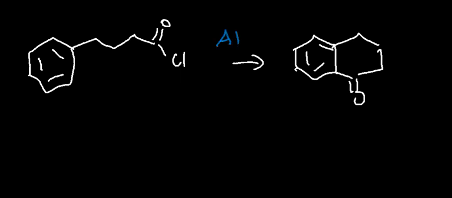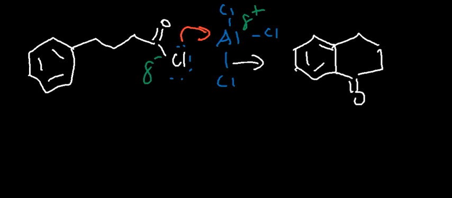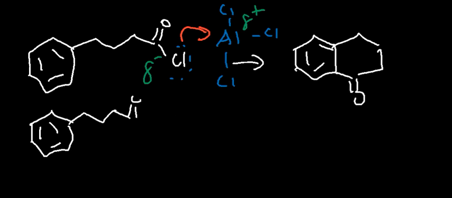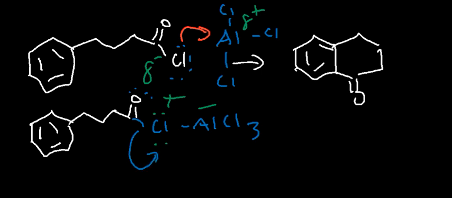But the first thing that happens is the chloride reacts with the catalyst. This chlorine has a partial negative charge. And aluminum has a +3 charge in its structure. So these two are attracted to each other. So chlorine binds with the aluminum. So that's the first step. So now aluminum has a negative formal charge and chlorine has a positive formal charge. Now this bond can break. Chlorine can take these electrons with it.